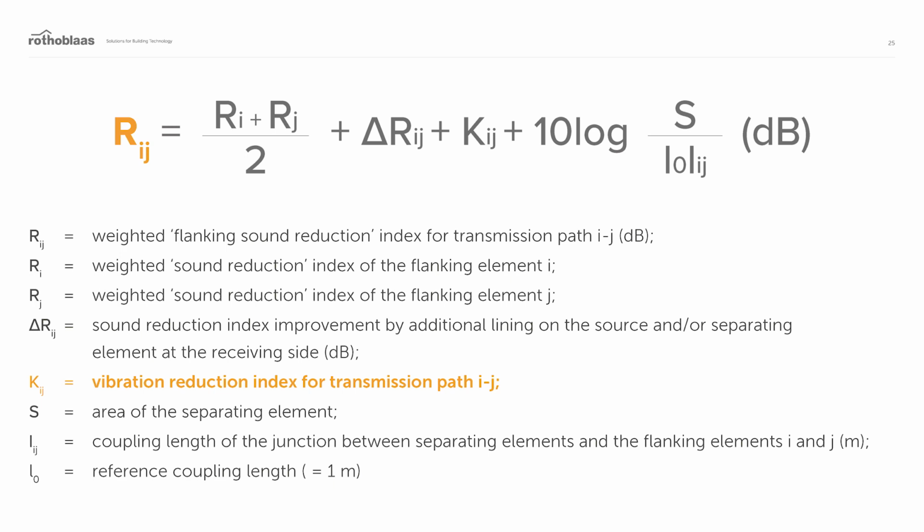Going on with the calculation model, here is the equation where you can see the different contributions in more detail. In particular, this equation shows the calculation of the sound reduction index Rij in relation to the generic transmission path from i to j. Under the equation, there are the definitions for all of the factors related to the equation. The important value for Rothoblaas and the project is the Kij from i to j. I will present this in the following slides.